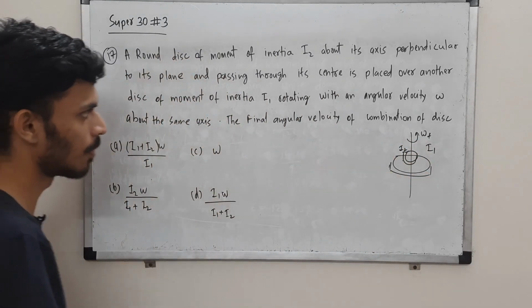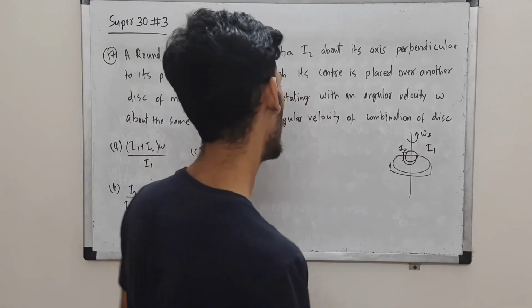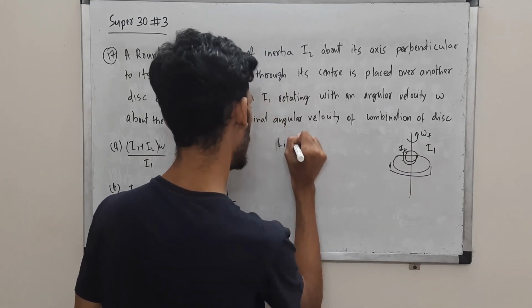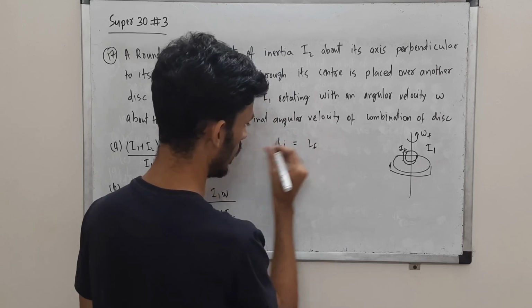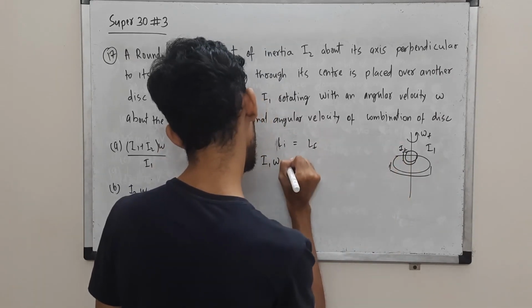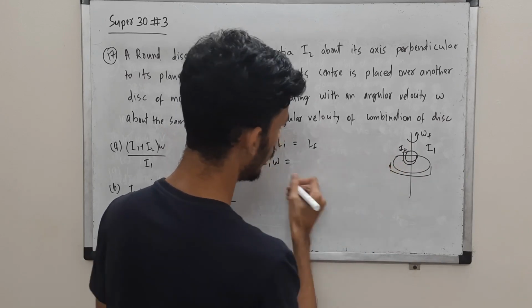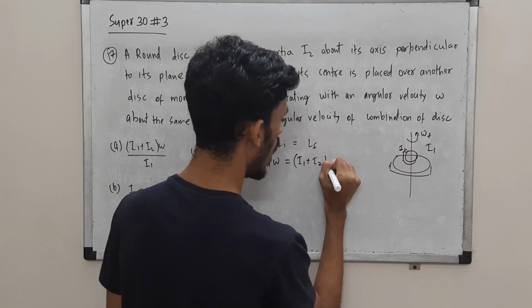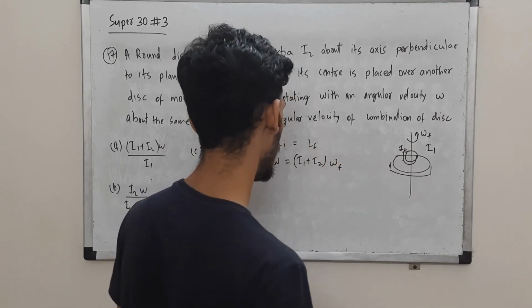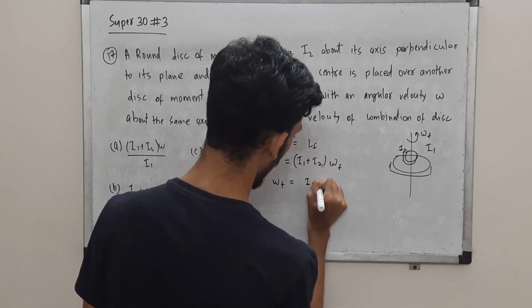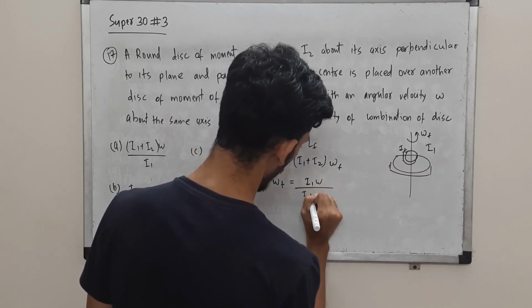Okay, here you are just supposed to use conservation of angular momentum. Initial angular momentum is equal to final angular momentum. Initial angular momentum was I1 rotating with omega, right? Final angular momentum, we have I1 plus I2, they are along the same axis, so directly add them, and we get omega final. You can clearly see that omega final is I1 omega upon I1 plus I2.